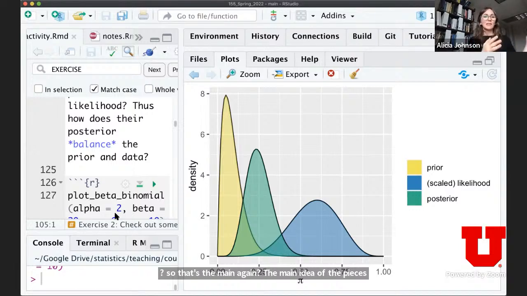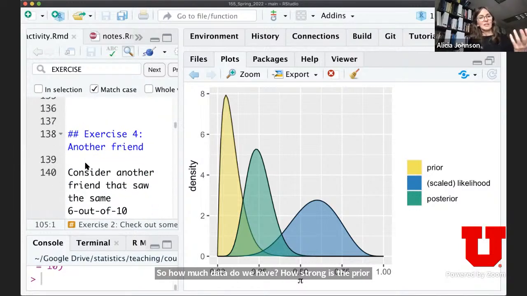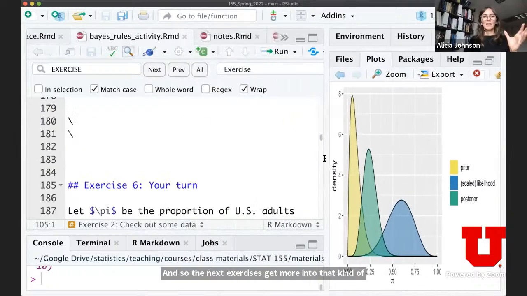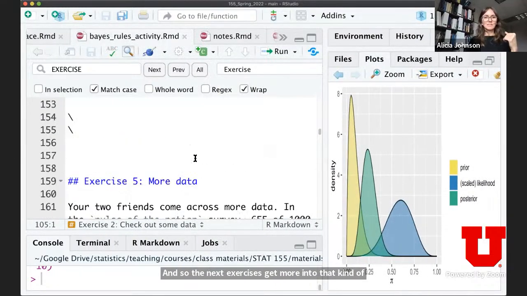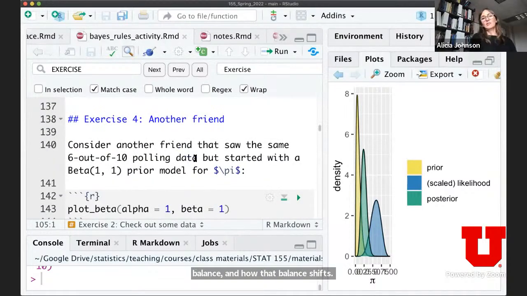And again, this balance between the prior and the data depends on a lot of factors. How much data do we have? How strong is the prior model? The next exercises get more into that balance and how that balance shifts. And so let's see. Exercise 4, maybe we can do one more together, or maybe 2 more.